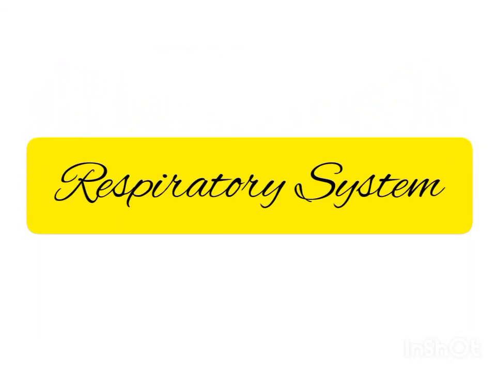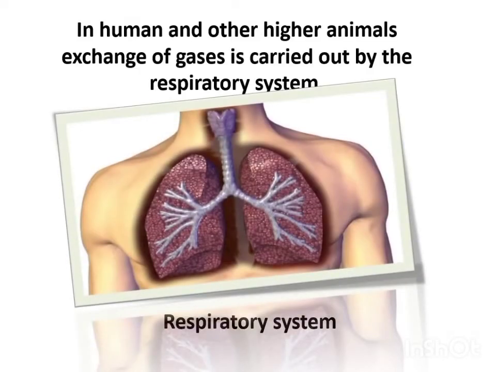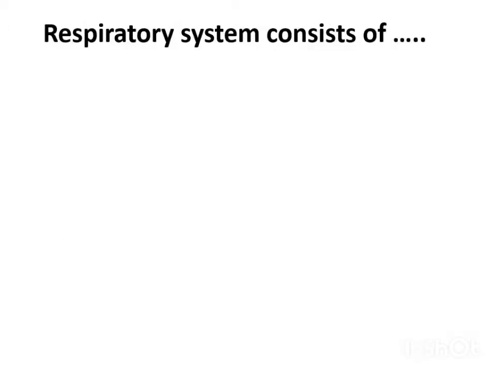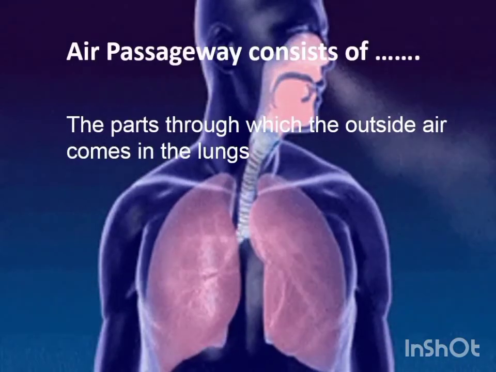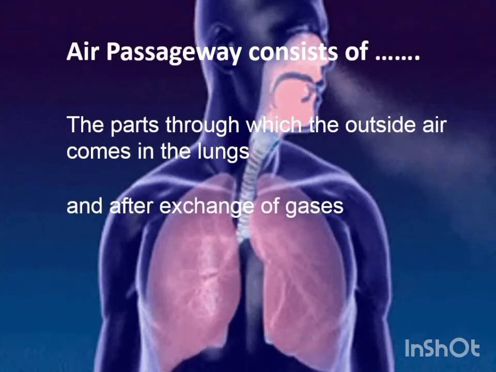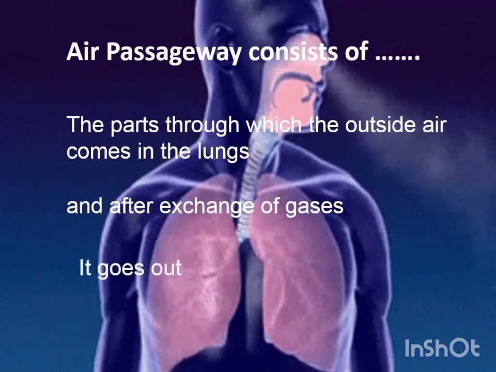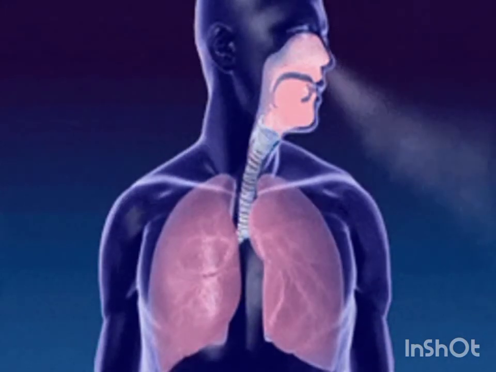Our today's topic is respiratory system. In humans and other higher animals, exchange of gases is carried out by the respiratory system. The human respiratory system consists of two main parts. Number 1, air passageway, and number 2, lungs. Air passageway consists of the parts through which the outside air comes in the lungs, and after exchange of gases, it goes out.